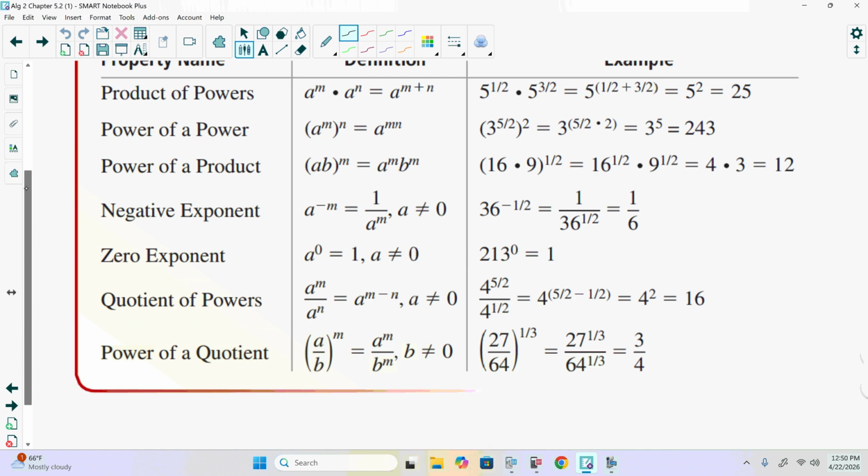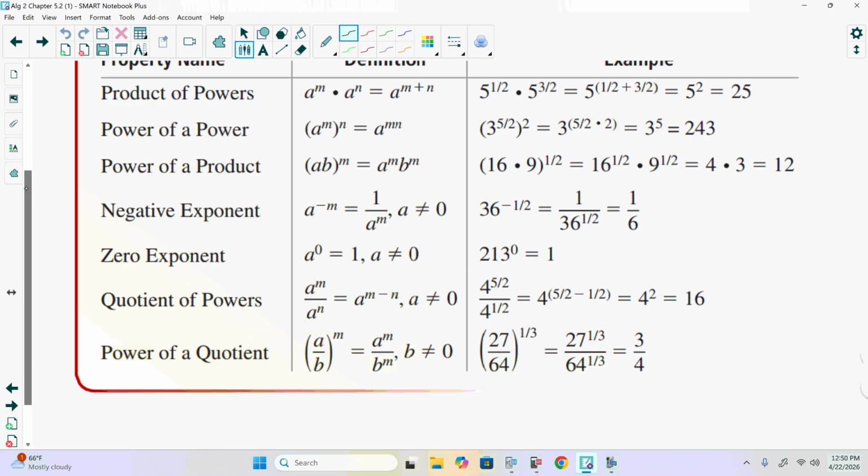Negative exponents. If an exponent is negative, to make it positive, we move it from the top of the fraction to the bottom or bottom to the top. Zero exponent. A to the 0 is equal to 1. The only exception is that a cannot be 0. 0 to the 0 does not work. There is no value for it.